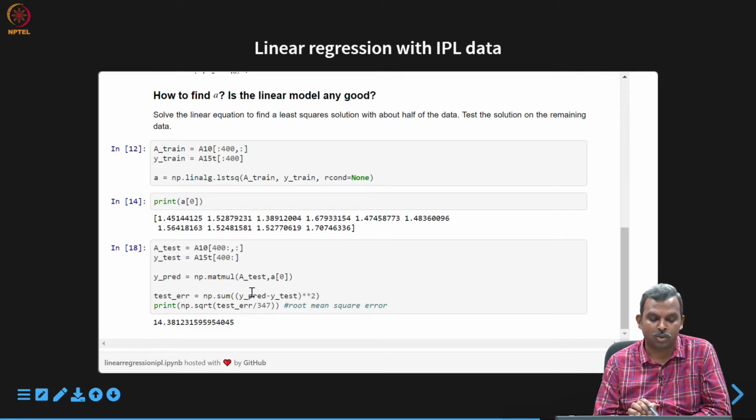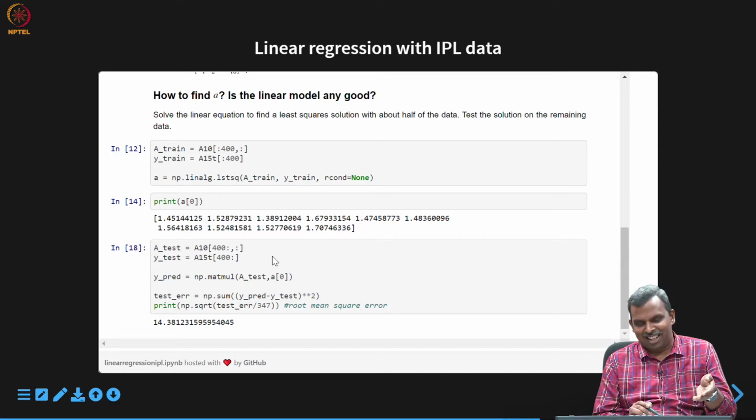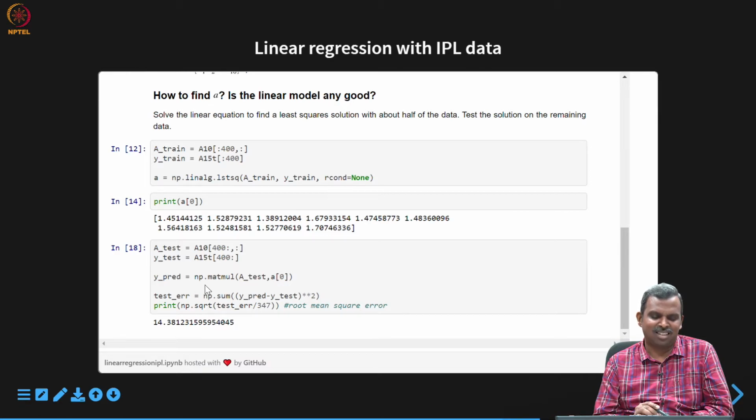The star 2 just squares and NP sums. And then you can take root mean square, right? So you can divide the error by 347, which is the total number of test data, and then take the square root. So the answer comes out to be something like 14. Okay, so this learning method, at least for the data that I've given you, seems to be off by 14 runs in the IPL thing. So you may want to test it with other type of things.